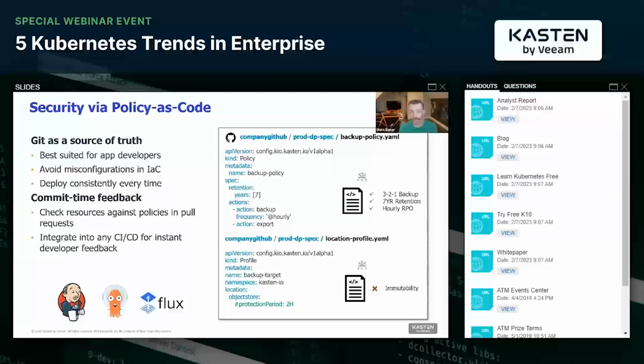But the cool thing for Kasten is everything we do, they're Kubernetes native resources. So our policies, or how we point to different storage resources, it's all custom resources on the Kubernetes cluster. And what that allows us to do is really easily integrate with some of these different policy as code solutions. So you've got things like Kyverno, or you may have heard of Open Policy Agent.